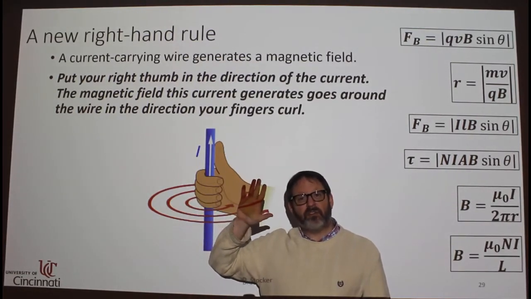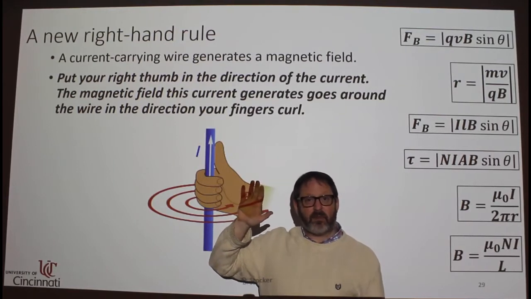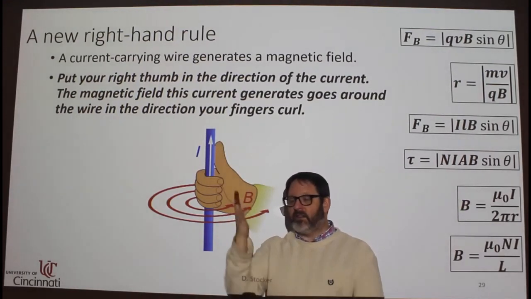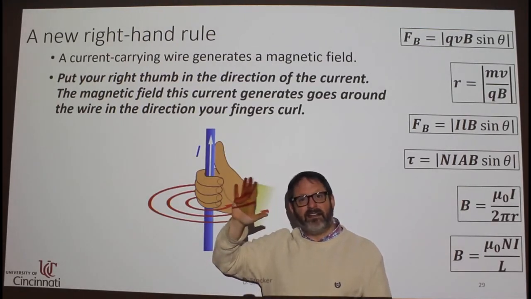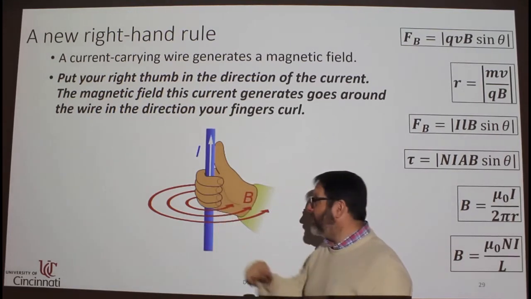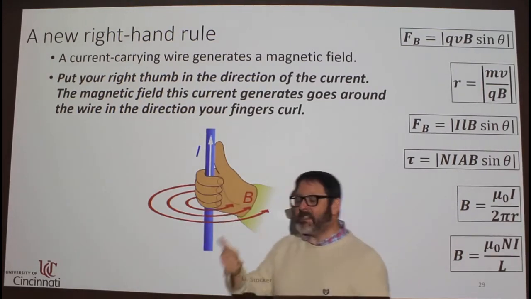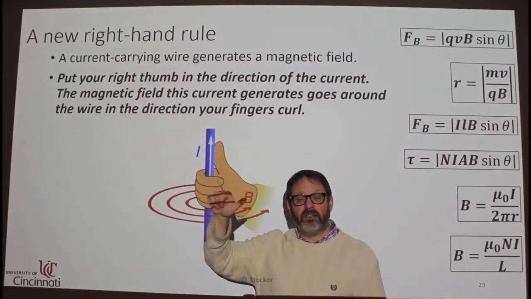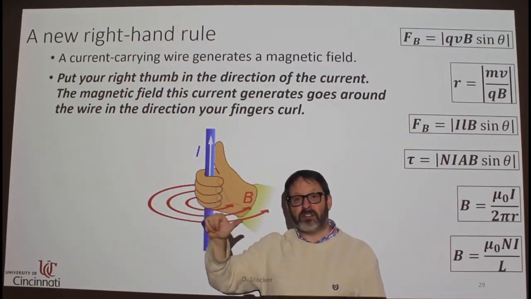Still, make sure you're using your right hand. Put your left hand in your pocket, sit on it, do whatever you have to do. Write on your palm, this is my right hand. Make sure you're using your right hand, otherwise you'll get the opposite of the correct answer. As before, your thumb represents the direction of motion, so it's the motion of a particle or the direction of the current.